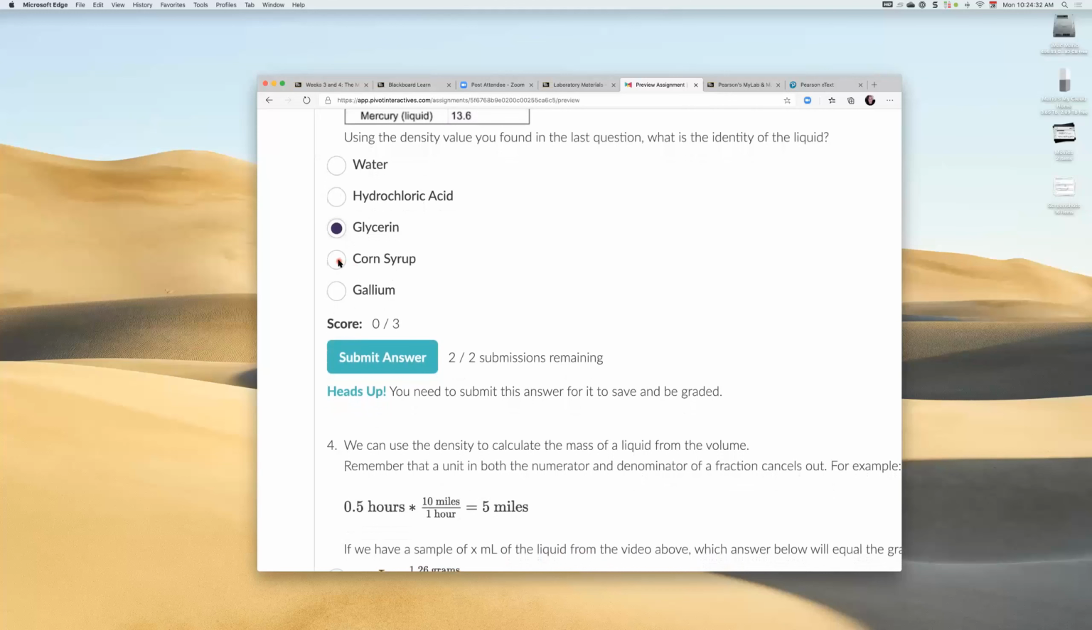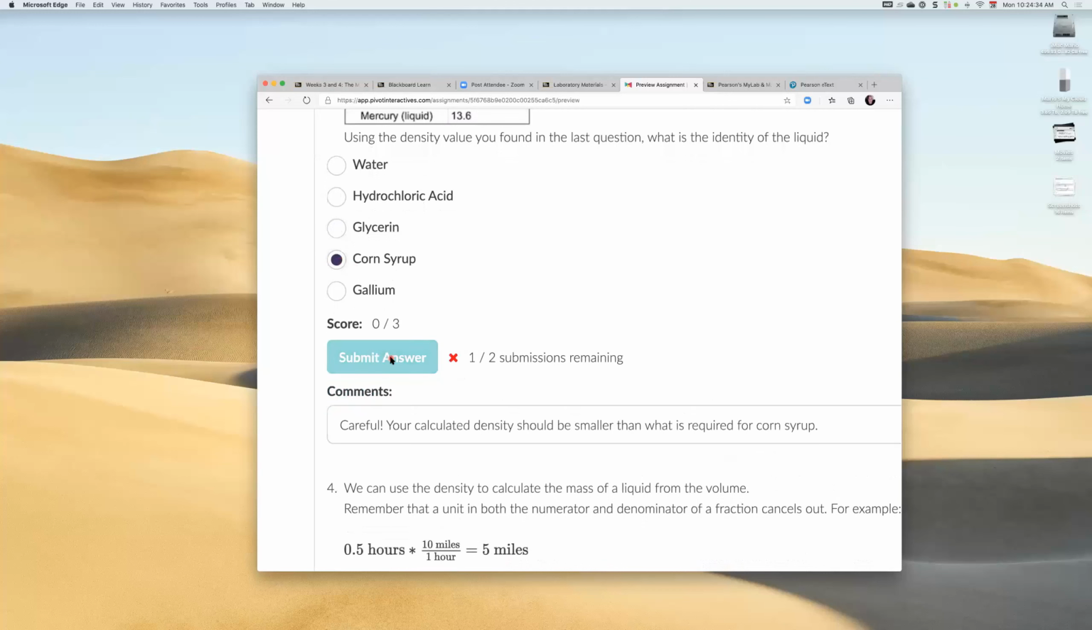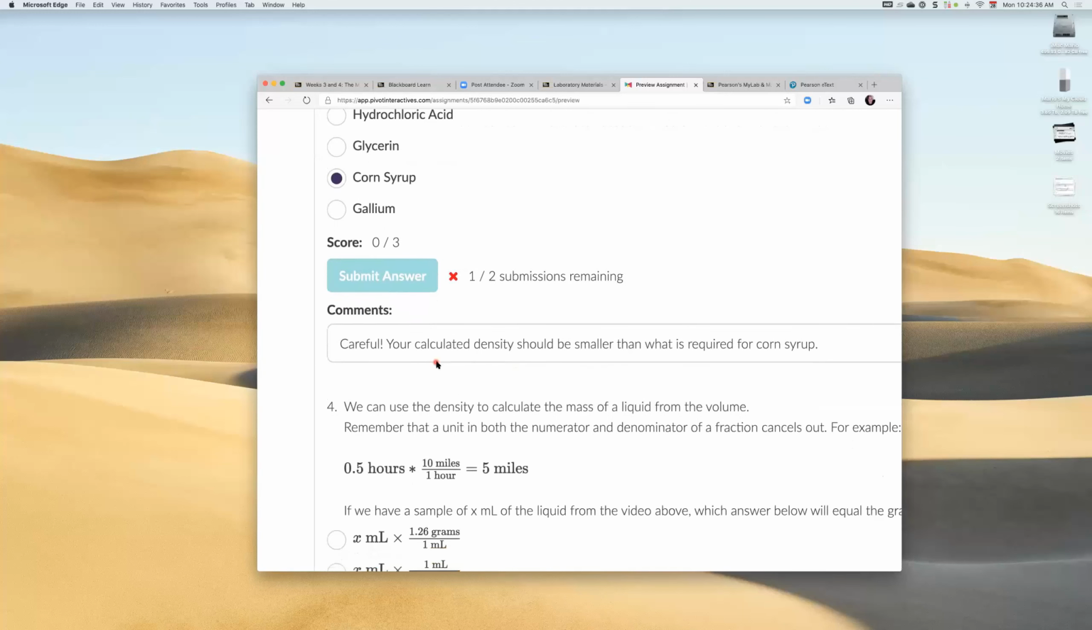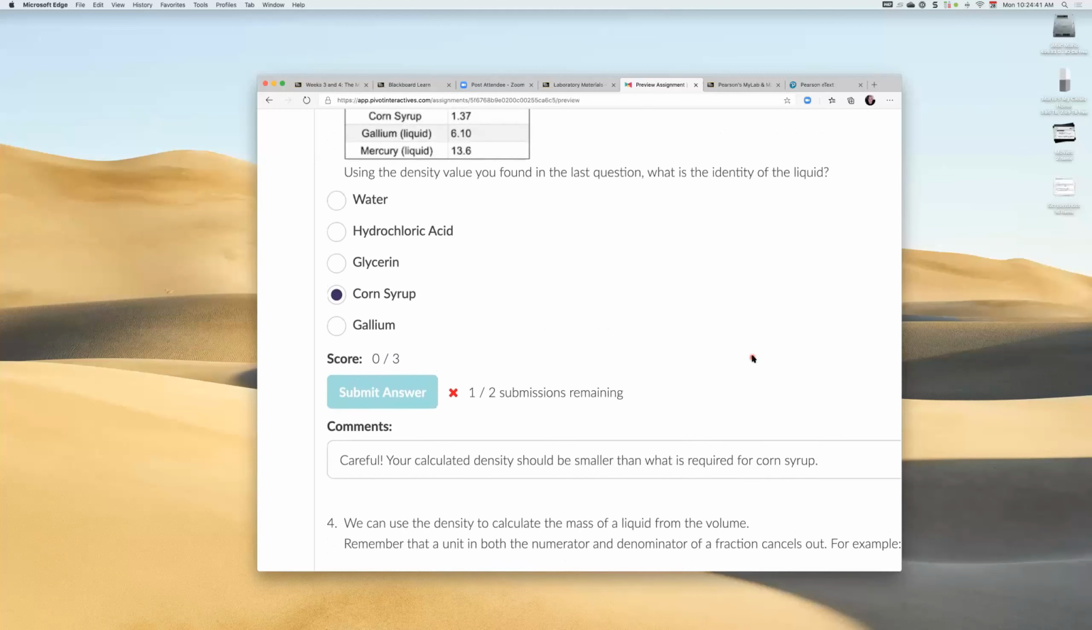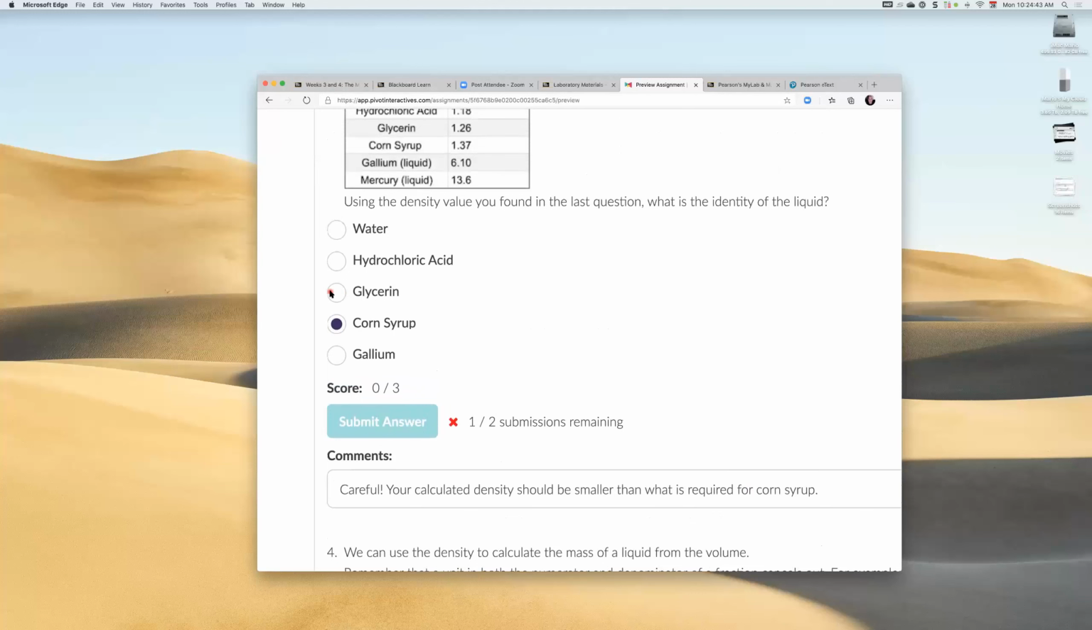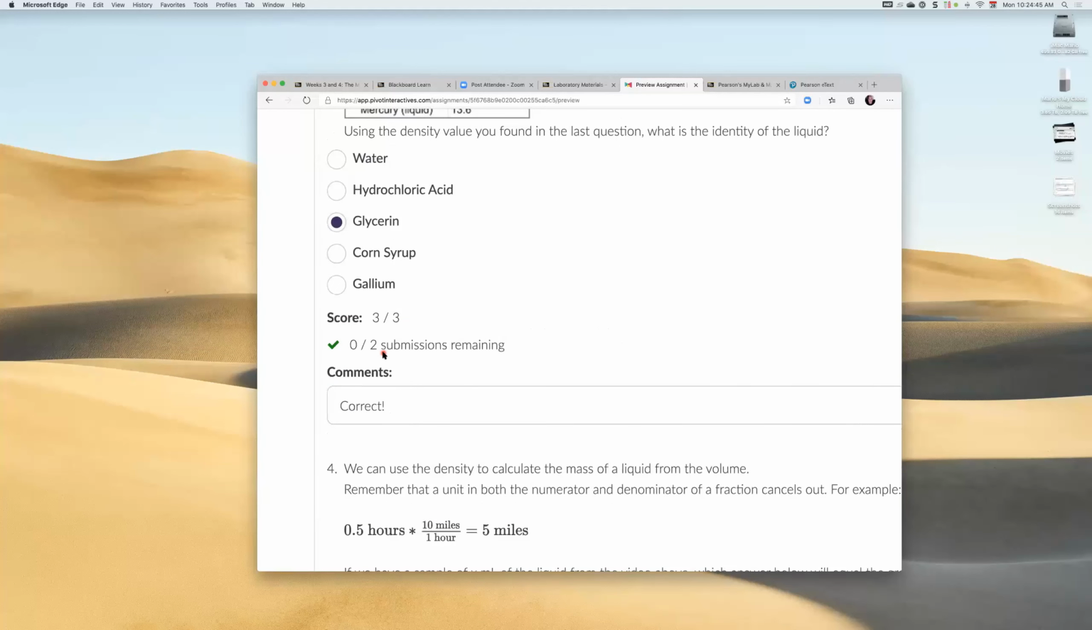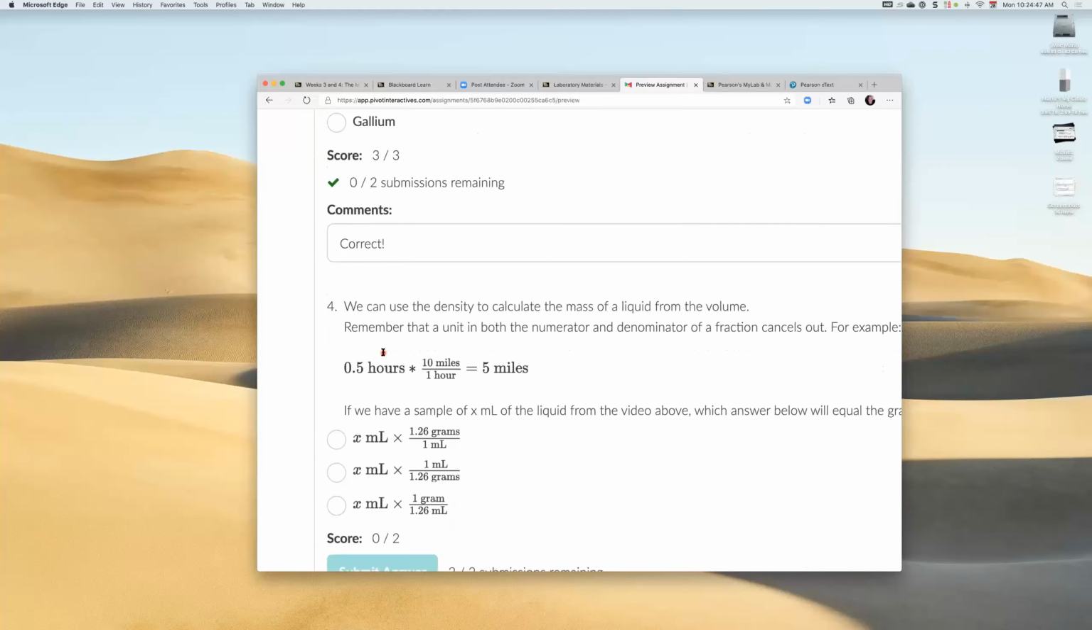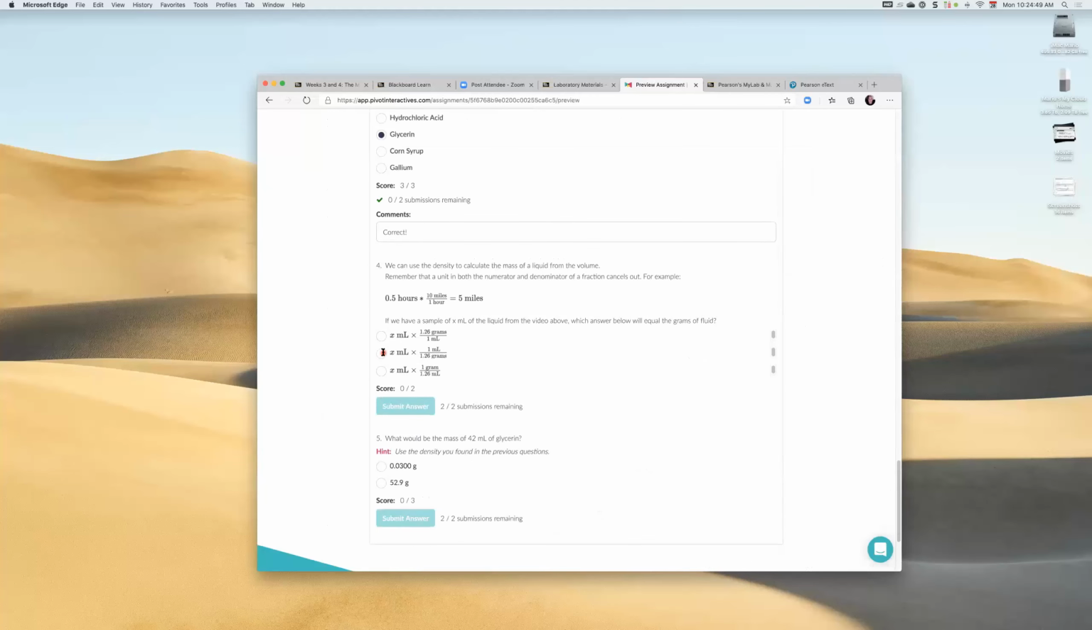Let me mark corn syrup just to see what happens when I submit the wrong answer. Okay, careful, your calculated density should be smaller than what is required for corn syrup. Oh, that's a nice hint. So let's say glycerin, submit, and we got it. And then let's see what else is done here. We can use the density to calculate the mass of a liquid from the volume. Remember that a unit in both the numerator and denominator of a fraction cancels out.